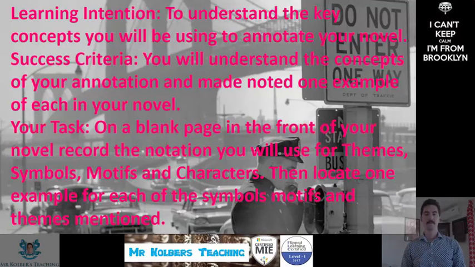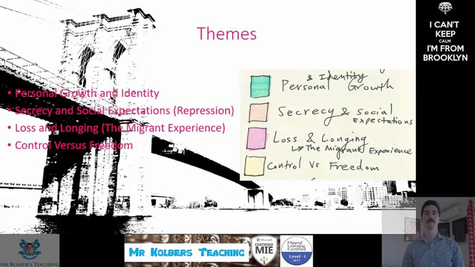And then what you'll have to do is locate one example for each of these. So for example, you'll have to find one of each of the motifs, one of each of the symbols, the themes, and the characters as well. And that should give you a pretty good understanding and a little dip into the novel before we study it fully in class. So the 4 themes are personal identity and growth firstly.